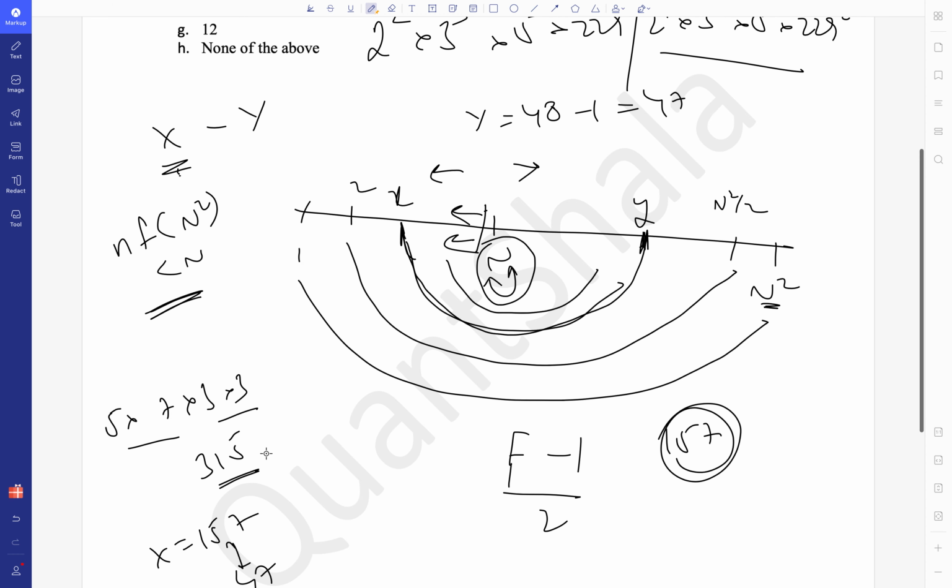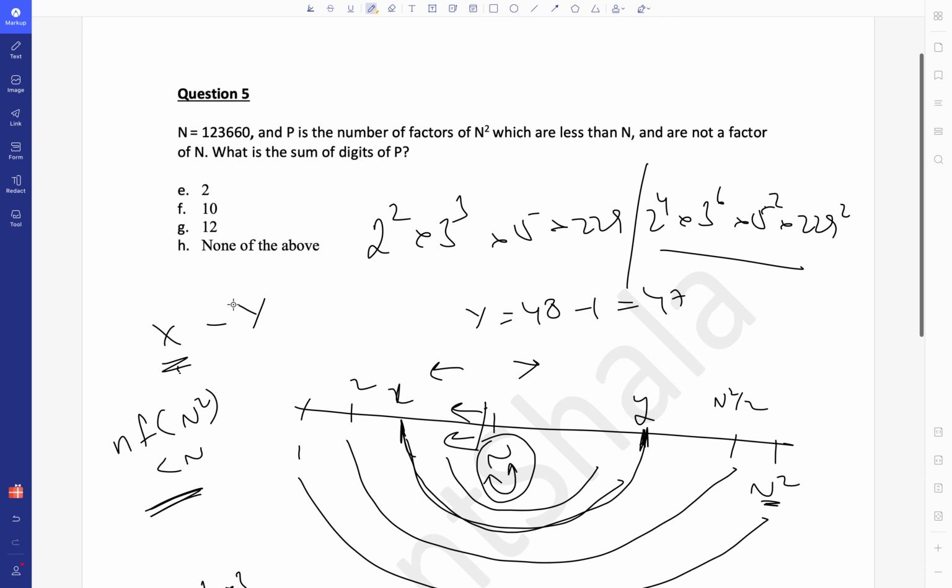Do we have an option for 110? No. Oh, the question is to find the sum of digits of p. So these are very classic mistakes. If there was an option for 110 here, I would have gone ahead and marked that 110. Because there is not an option here, I saw what the actual question is. So always make sure to read the entire question. Sum of digits of p, so 110. Sum of digits of this is 2. So the answer is 2.